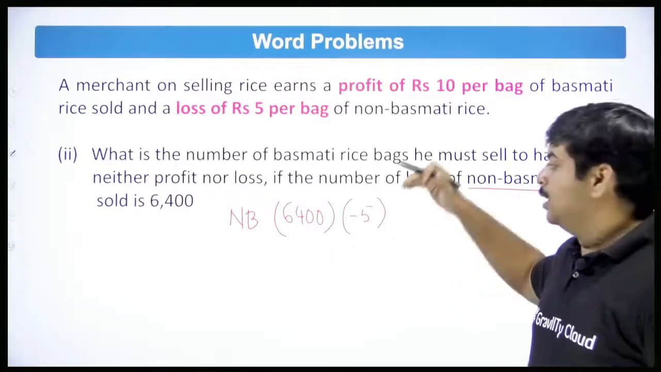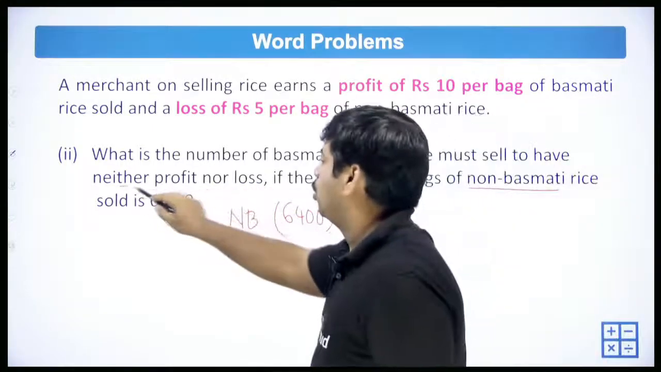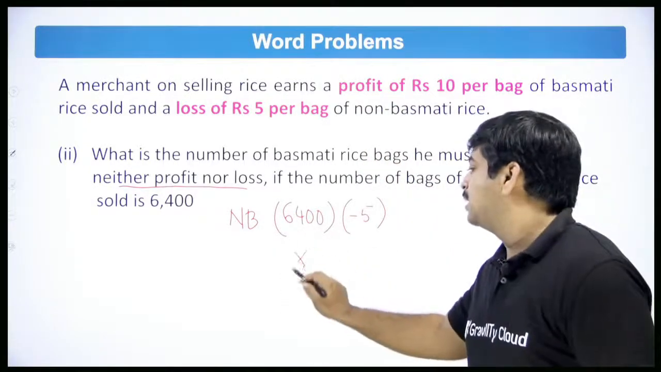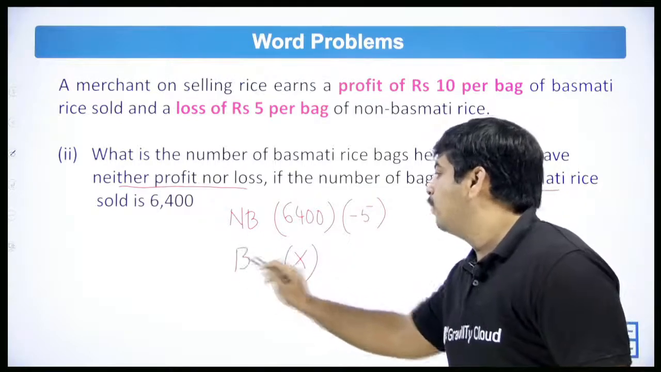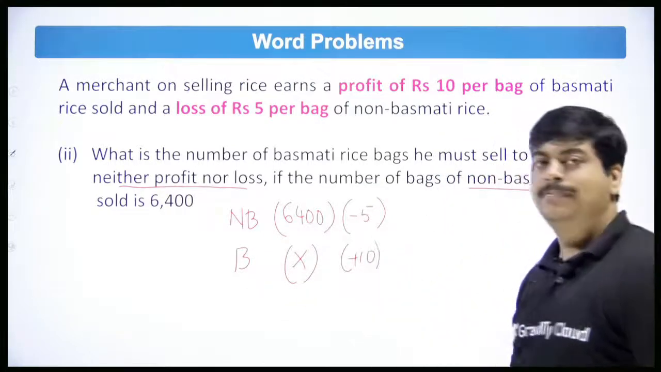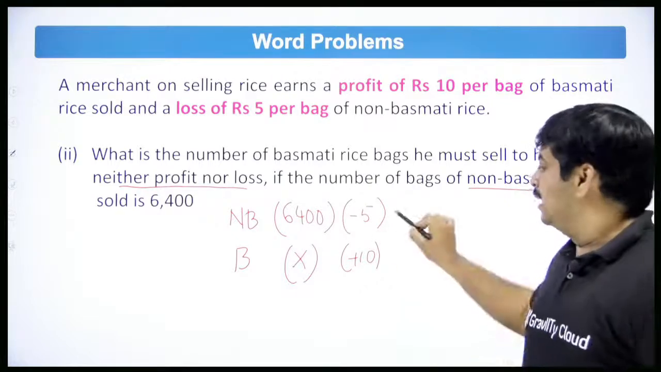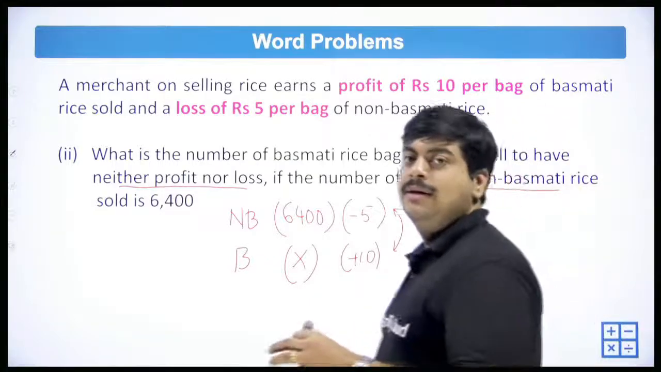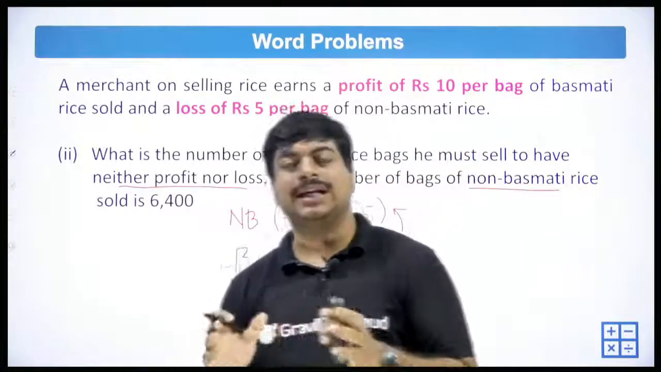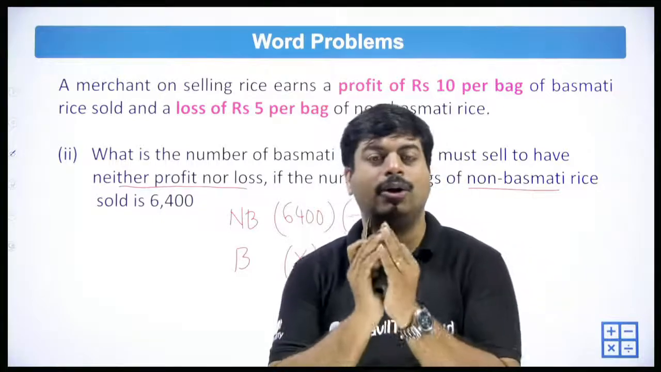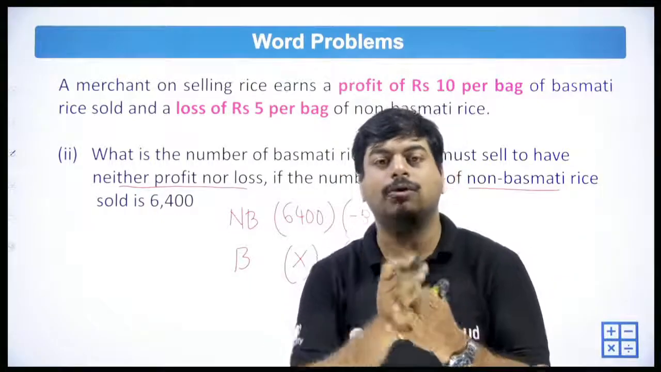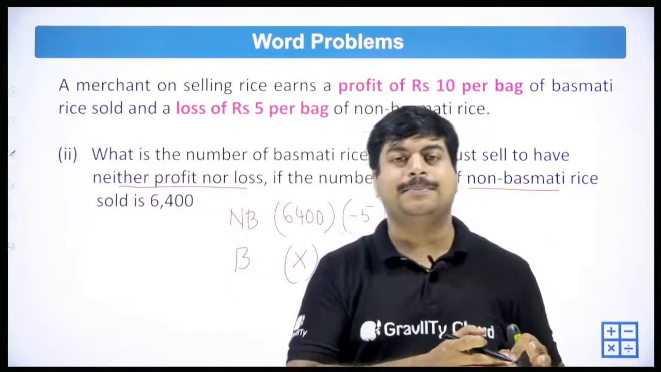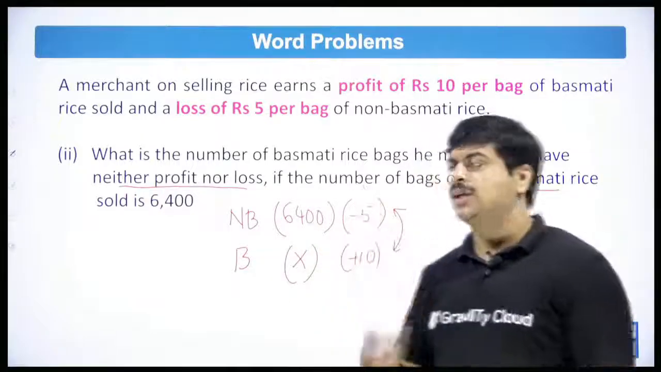But to balance this with neither profit nor loss, you'd have X number of basmati bags with plus 10 as a profit. So these two should be equal in terms of numbers. That means you should not have any positive or any negative. Then you can say that you're having 0 rupees profit or 0 rupees loss, neither in a state of profit nor in a state of loss. A beautiful application, so please try to do it yourself.